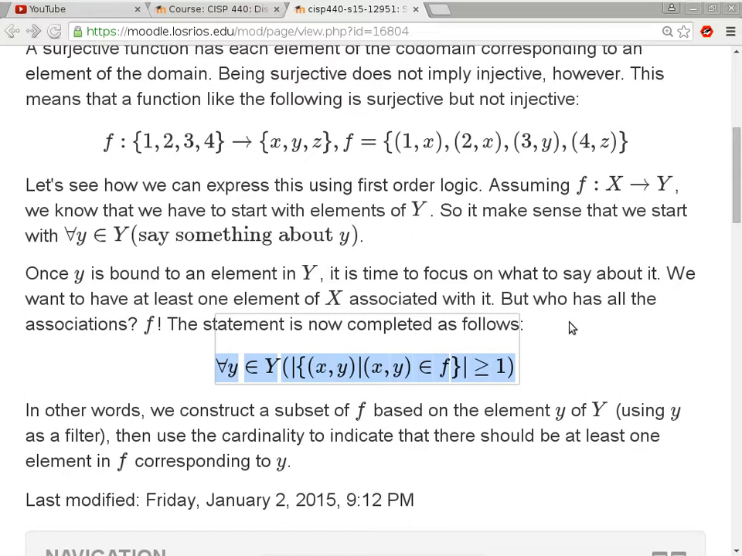It doesn't have to be 1. Okay? It only has to be greater than or equal to 1. Is that okay? Any questions about this statement?